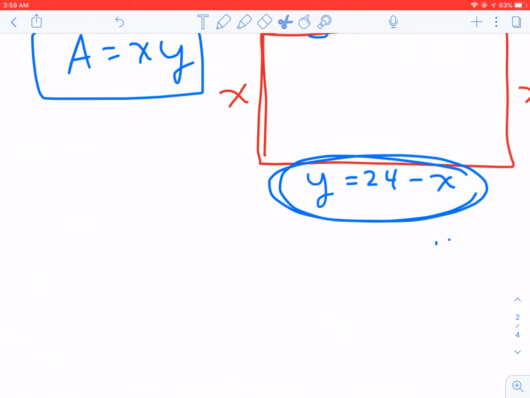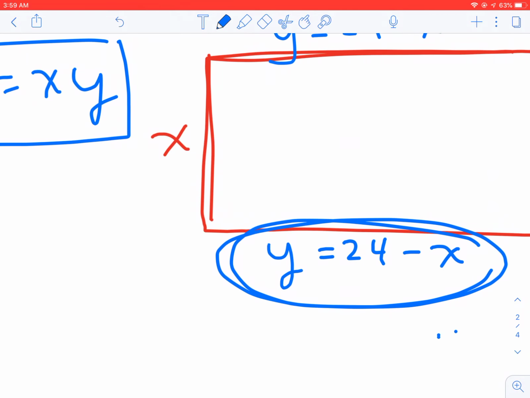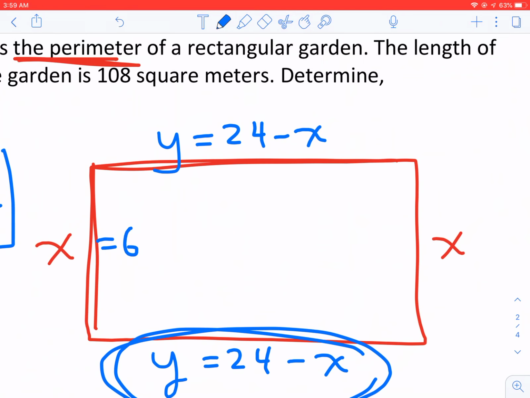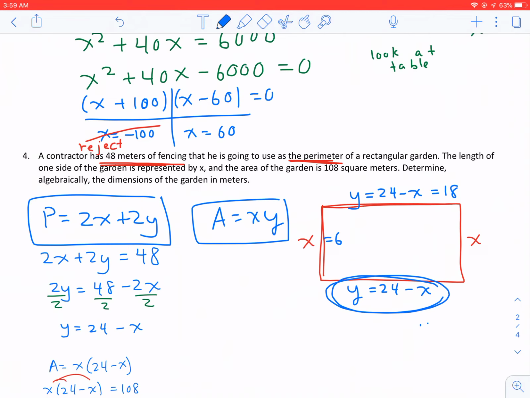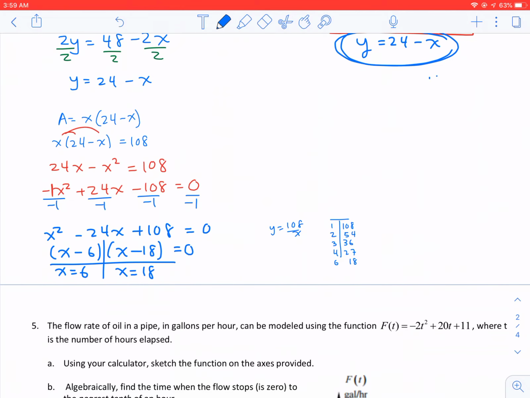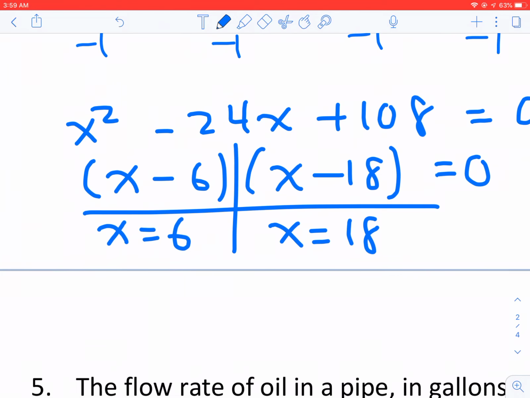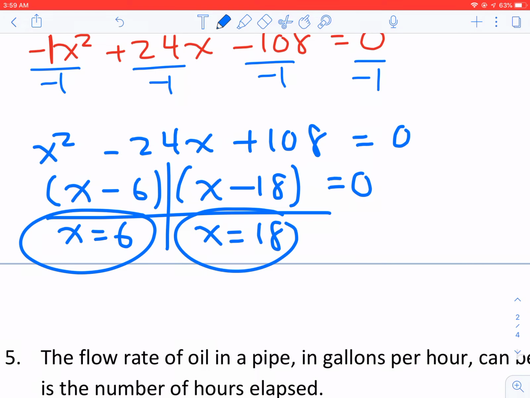So if x were 6, well then y would be 24 minus 6, right? And that would be 18. So the dimensions of the garden would be 6 meters by 18 meters, right? I can't reject either answer because they both look good. So if x were 6, I'd have 6 by 18. Well, what would happen if x were 18?